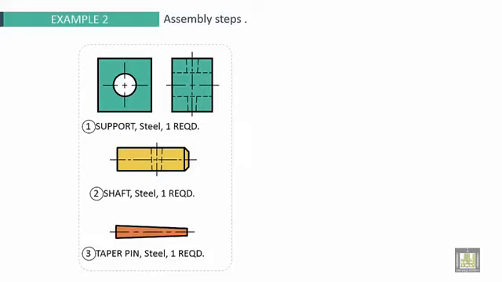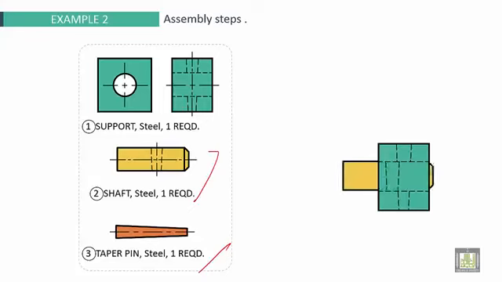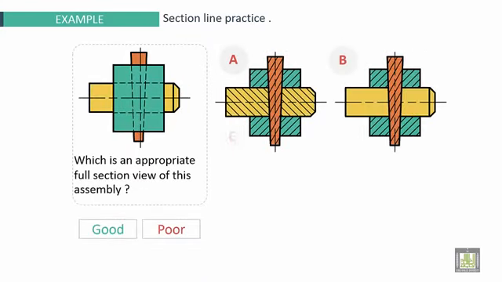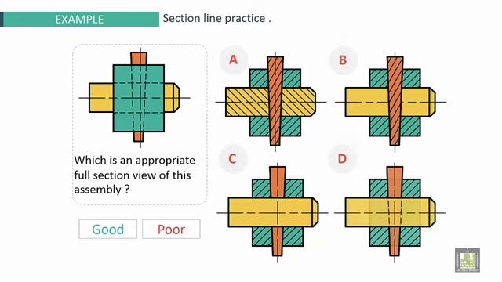Here is another example. The taper pin is a standard part. This is also the shaft for this assembly. If we make the assembly, this shaft, the support and the taper pin, and now use section: first possibility, second possibility, third and fourth possibility. Which is good? A is poor, not good. B is poor. C is poor also, but better than A and B. So D is the best one.